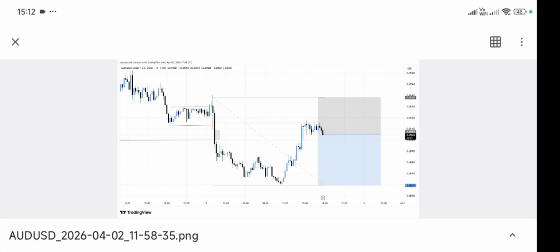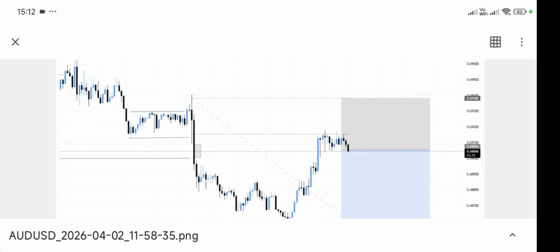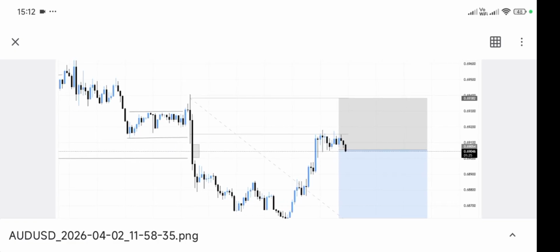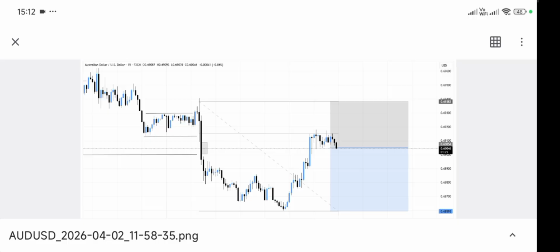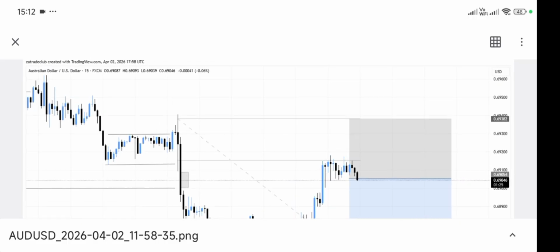After that move, price left behind a fair value gap, slash an imbalance in the market. Price then retraced back into my point of interest, filled the imbalance, and triggered my sell limit order. This trade is currently running with a risk to reward of 1.4R. And as you can see over here, the trade was taken on the 15-minute time frame.